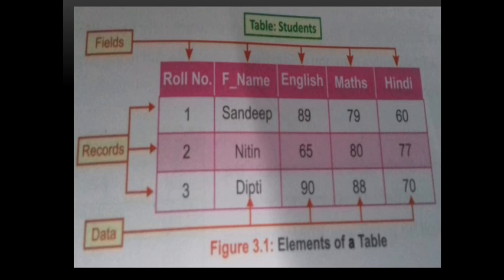Now next we will see a very important thing, that is data. What is data? A set of characters that represents a valid value is called data. For example, here 1, 2, 3 are data. Sandeep, Nitin, Deepti are data. These marks are data. When we combine them, it becomes a record.